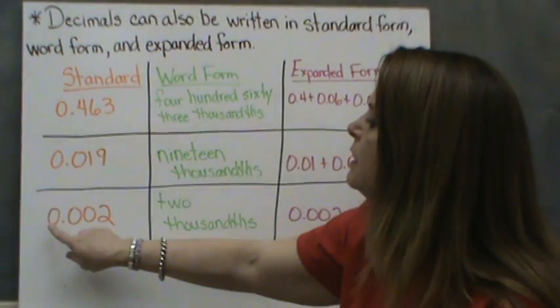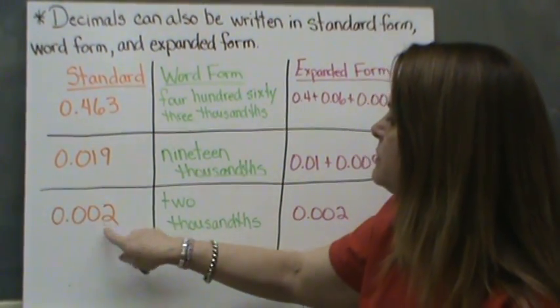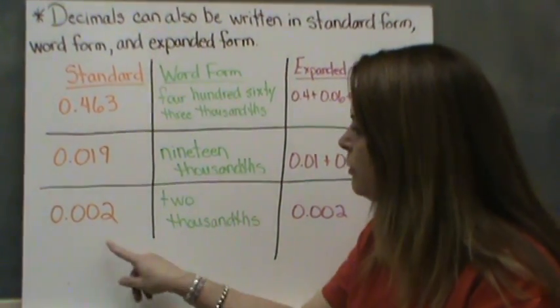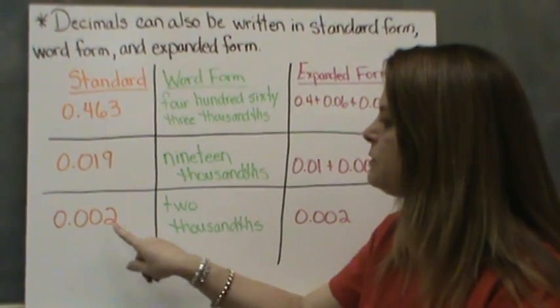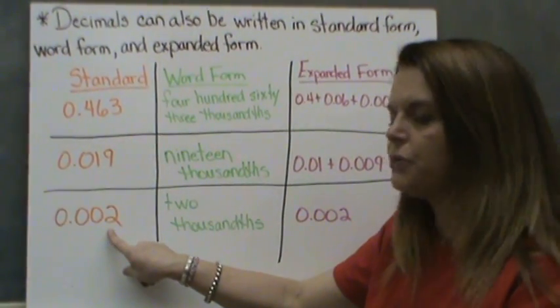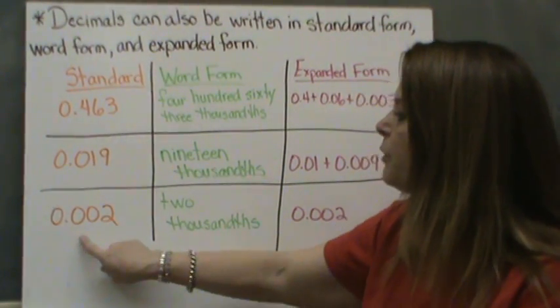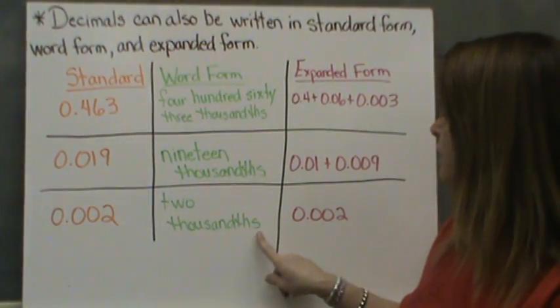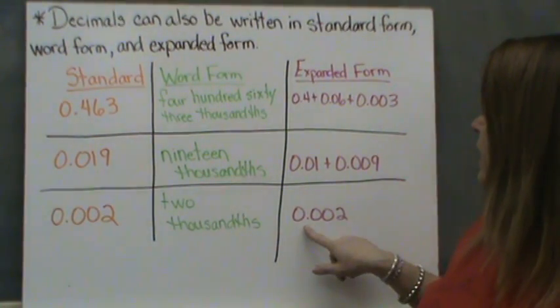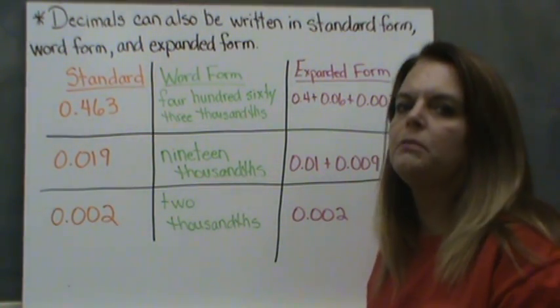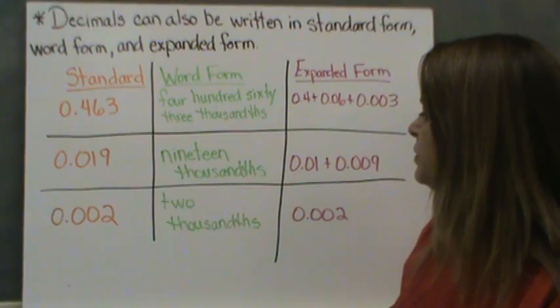One more. 0.002. I'm going to look at the numbers to the right of the decimal. What do I have? I have 2. What place is it in? The thousandths. So I'm going to read this number as 2 thousandths. And there is no expanded form because I'm not adding anything to it.